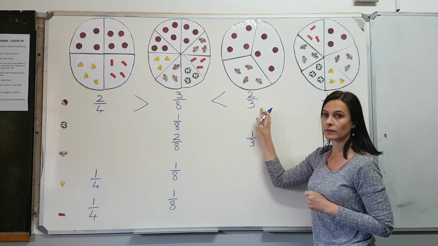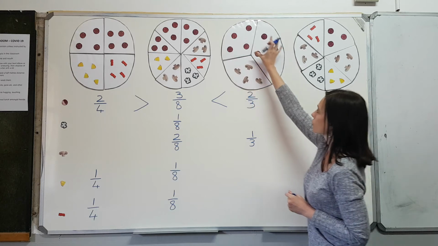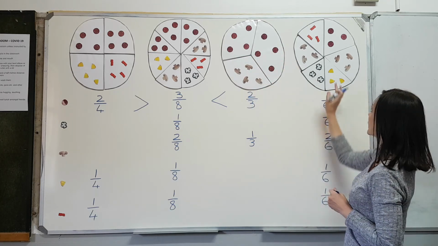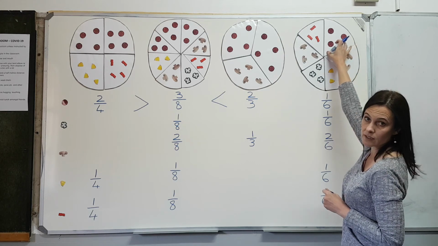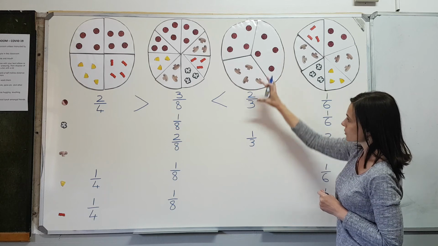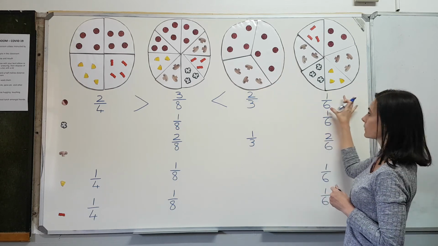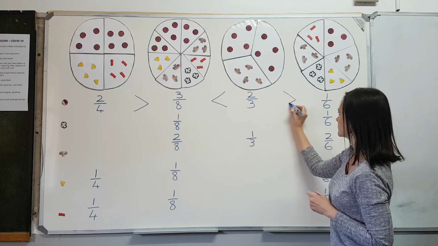Now I'm going to compare this one with the last one. So here I can see 2/3 with pepperoni, here 1 of the 6 slices. But one of these slices is much smaller than one of those ones. So this fraction is going to be bigger than this one. So the crocodile is going to eat that fraction.